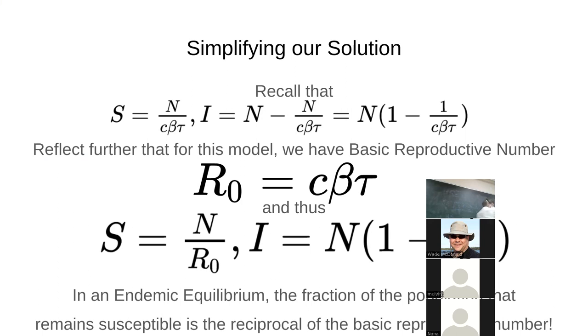If they were surrounded by susceptibles they would infect R naught people, but they're surrounded instead by only one over R naught susceptible. Guess how many people they'll infect before they recover? One. You see that? It's the reproductive number times one over it.